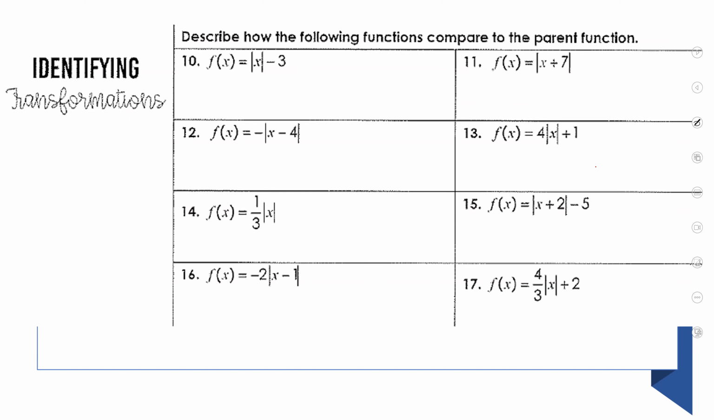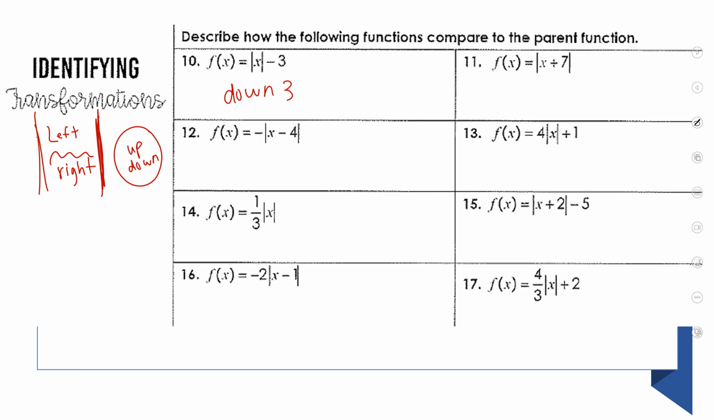Okay, so remember, whenever you're inside of here, this determines left or right. Yes, this one went down 3. When it's on the outside out here, then this is up or down. So inside of the absolute value symbol determines if it went left or right. This went down 3, so if I were to draw this, guys, it went down 3 spaces. It is now right here.